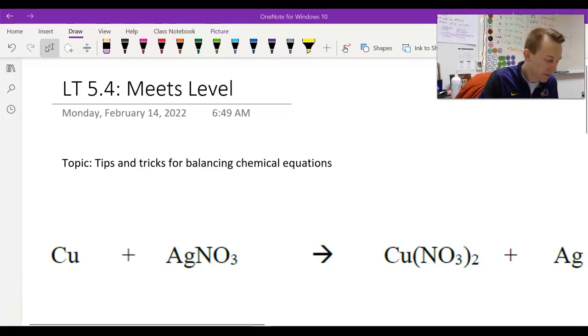So welcome to another set of video notes. This is on Learning Target 5.4. I'm just calling this at the meats level, even though everything on 5.4 is really just about balancing chemical equations.